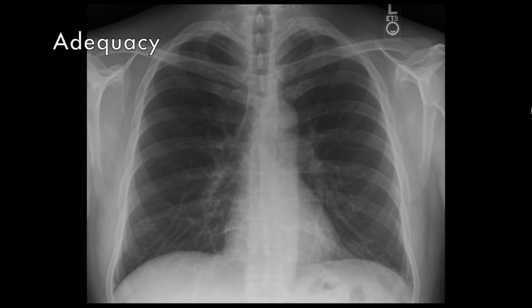The film is adequate. I say this because all areas of the chest that I wish to see are clearly visible, including the apices of the lungs and the costophrenic angles on both sides. The vertebral spinous processes are clearly visible behind the mediastinum, suggesting that the radiograph is well penetrated. The patient has made a good inspiratory effort, as more than 6 ribs can be seen anteriorly.